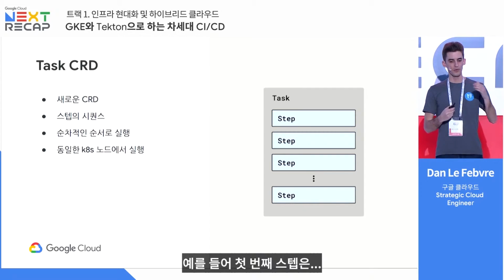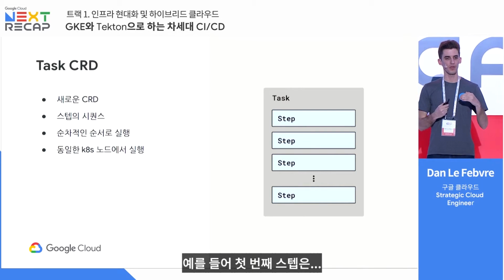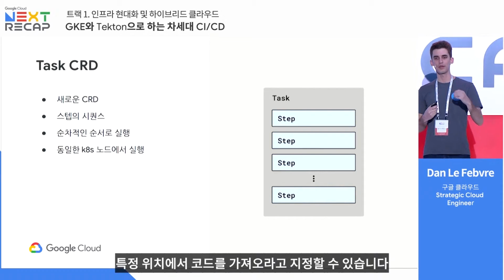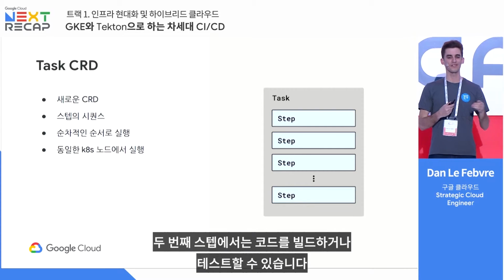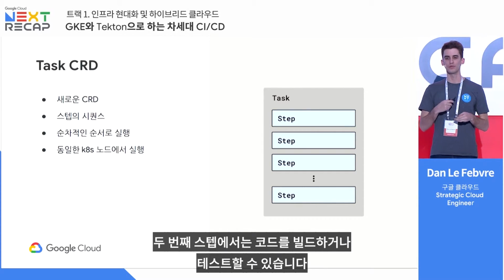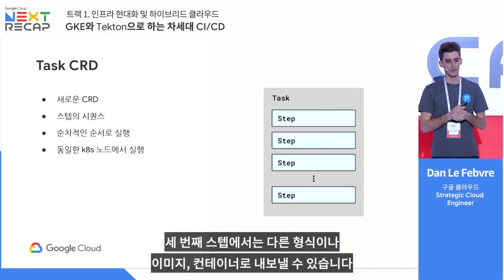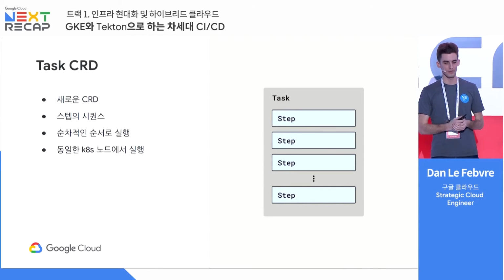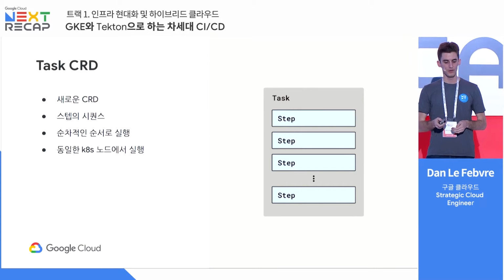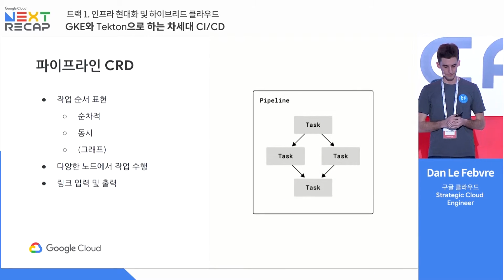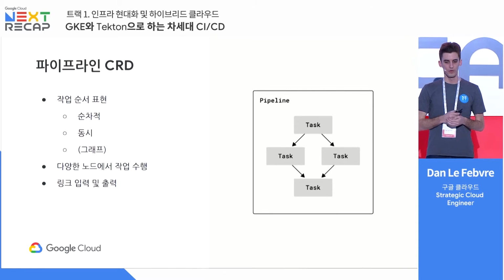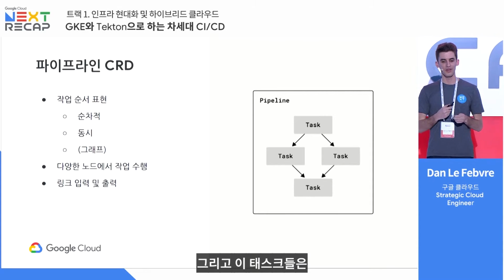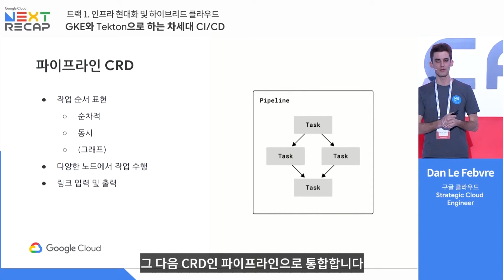Now all these steps could be things like: the first step might be pull my code from a special place. The second step might be to build the code or test the code. And the third step might be to output it in a certain format or another image or container. With that, we can put together tasks using our next CRD, pipelines.